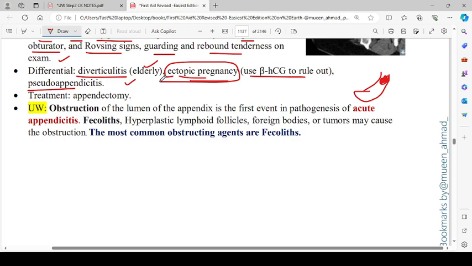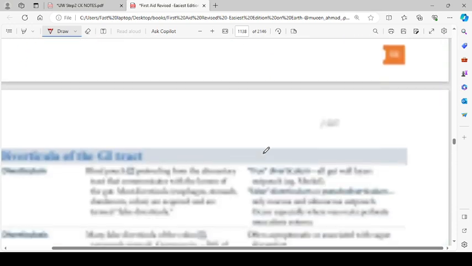Then the USMLE point is obstruction of the lumen of the appendix is the first event in the pathogenesis of acute appendicitis. Fecaliths, hyperplastic lymphoid follicles, foreign bodies or tumor may cause the obstruction. The most common obstructing agents are fecaliths.